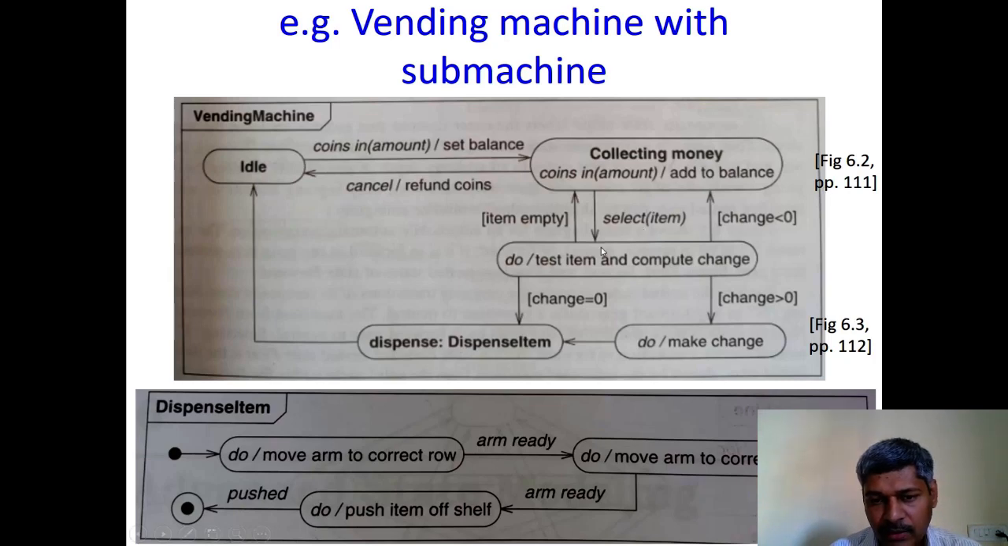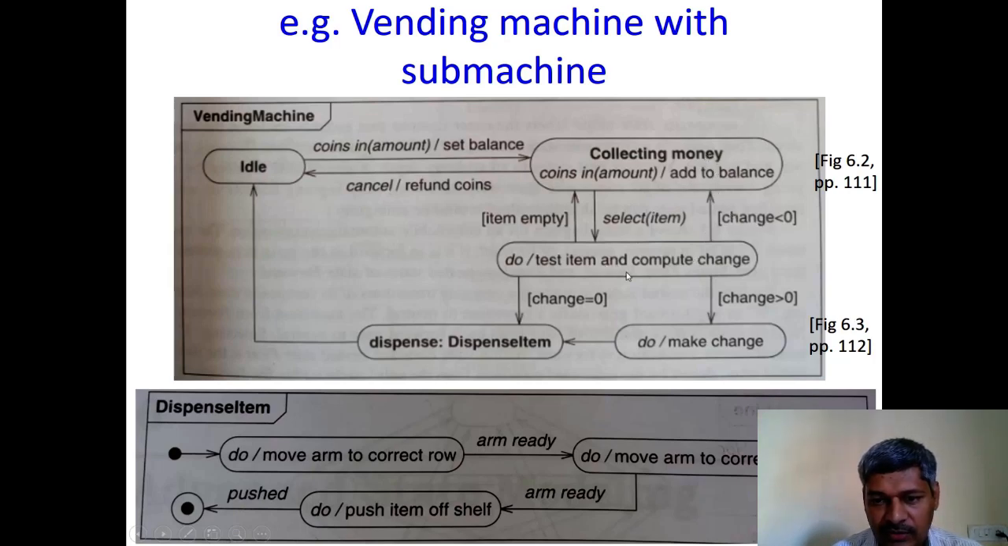Okay. Of course, if everything is okay, and then if the change is less than 0, that means you don't have enough money entered, so you will move back to collecting money and ask the person to add more money, because the item costs more. So you have to move back to the collecting money state.